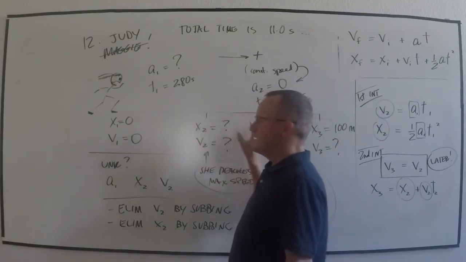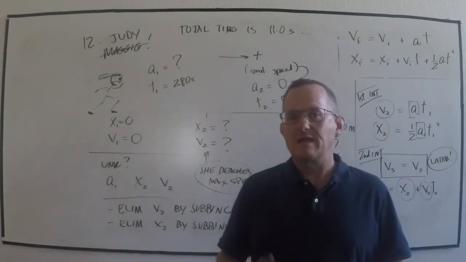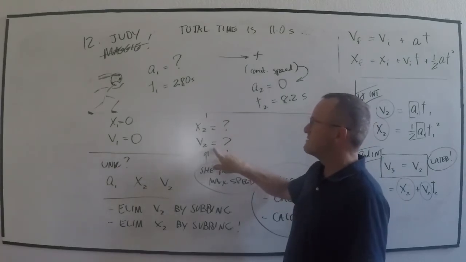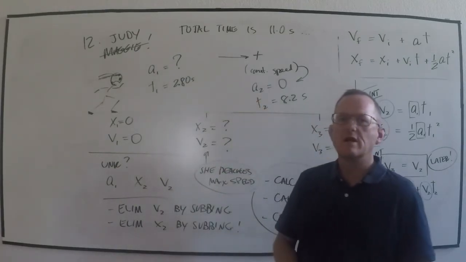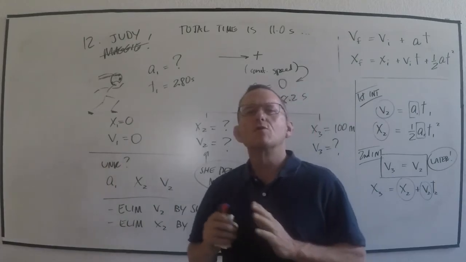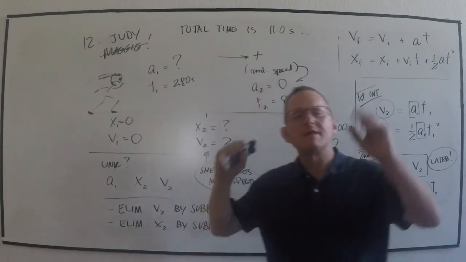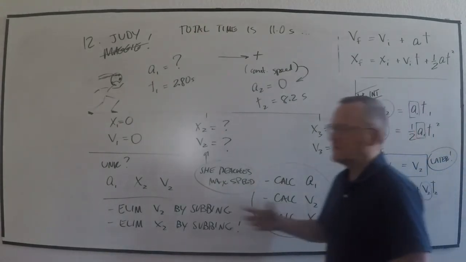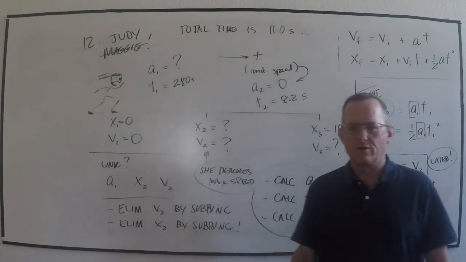Her points of interest are exactly the same idea. This is where she reaches maximum speed. This is her maximum speed. This is her acceleration. In other words, if you were to go through this for Judy, it would be the exact same process, the exact same equations, the exact same algebraic result.